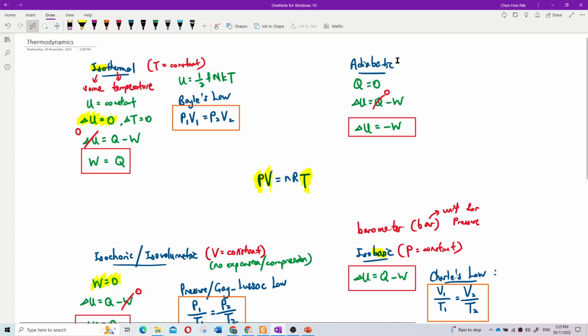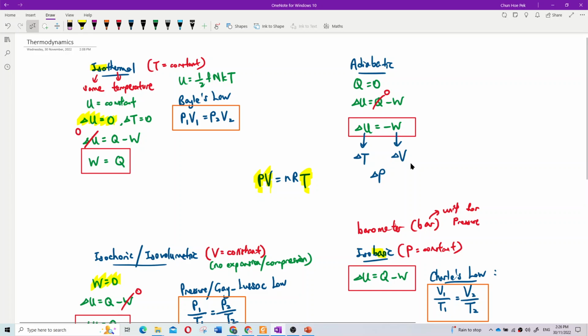So what about adiabatic? It seems that all changes. There's no constant for adiabatic. Because you have change of internal energy, that means there is change of temperature, isn't it? You have work done, that means there is change of volume, isn't it? Yes, that means pressure also must change.